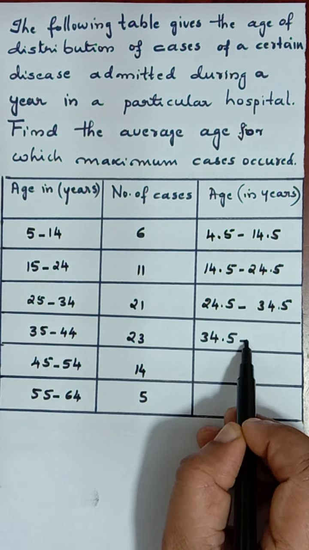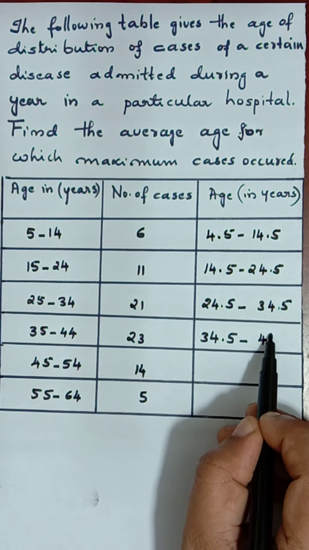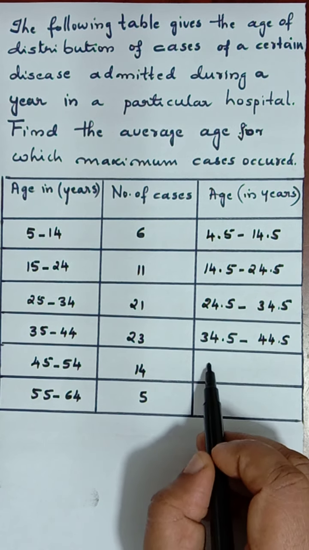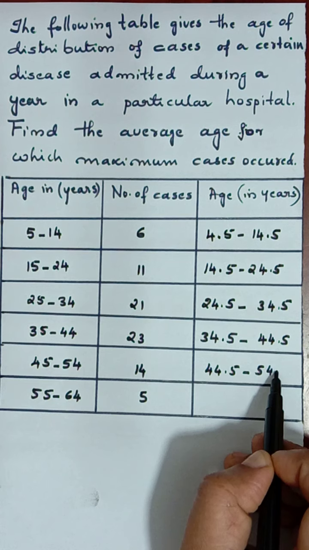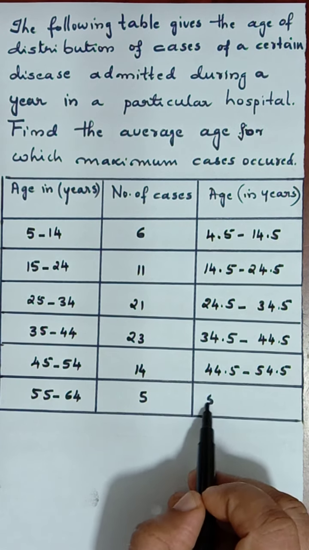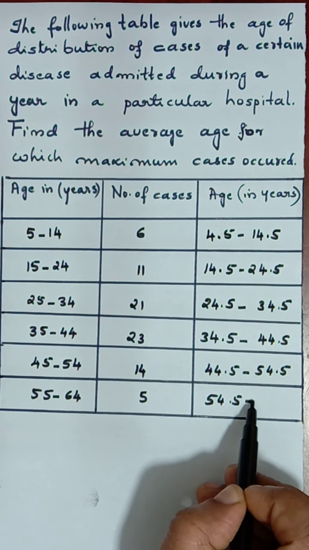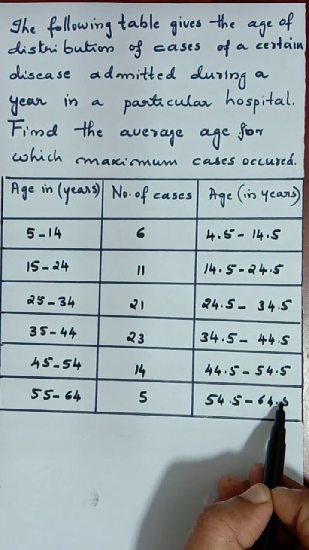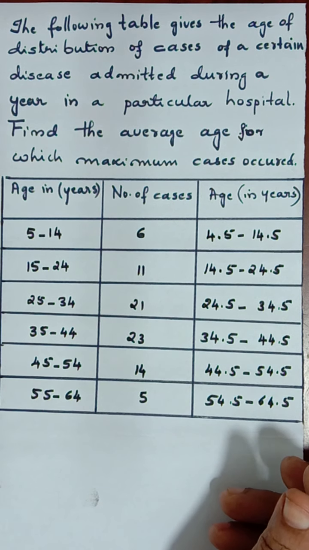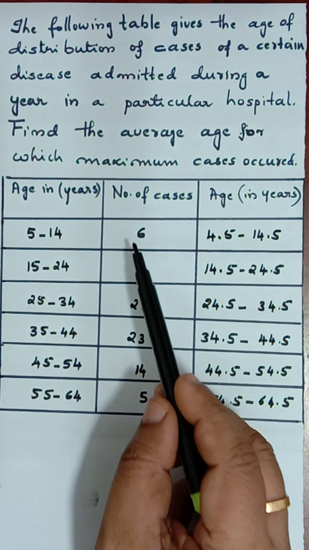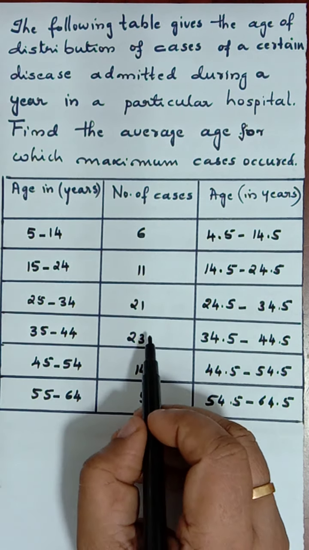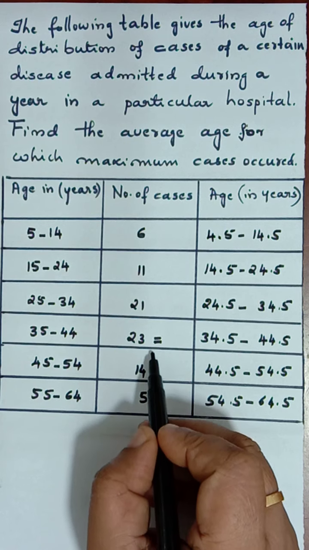So here we are getting 44.5 to 54.5, 54.5 to 64.5. So here we will be having all the values. Let us see the maximum frequency here. It is seen as 23.